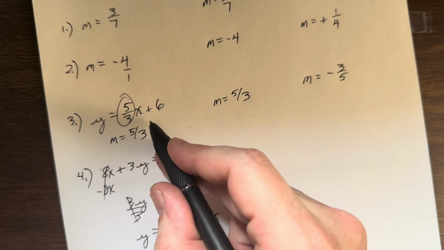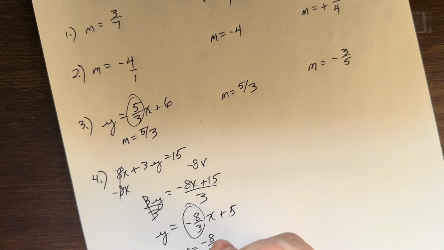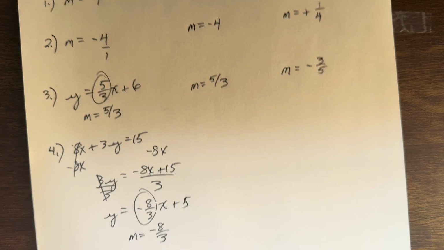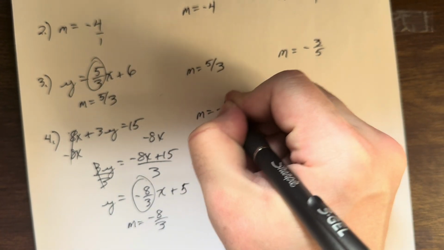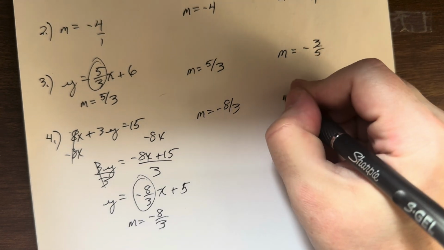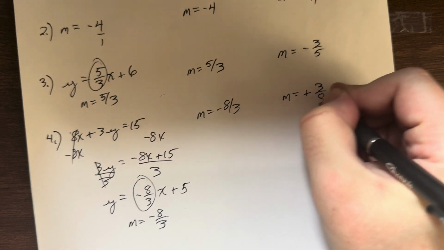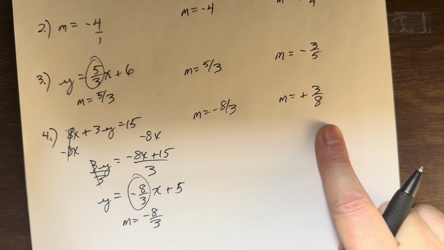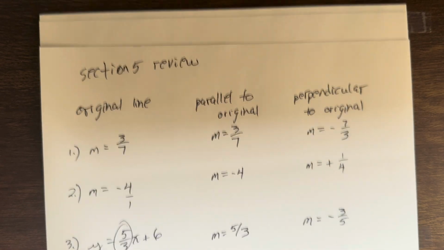Now I'm just like I was up here. There's my slope. My slope of my original line is -8/3. And if the original line has a slope of -8/3, so does the parallel line. And then the perpendicular, the negative reciprocal of that, will become +3/8. So again, folks, like I said, just a quick little exercise, making sure we're clear on this.